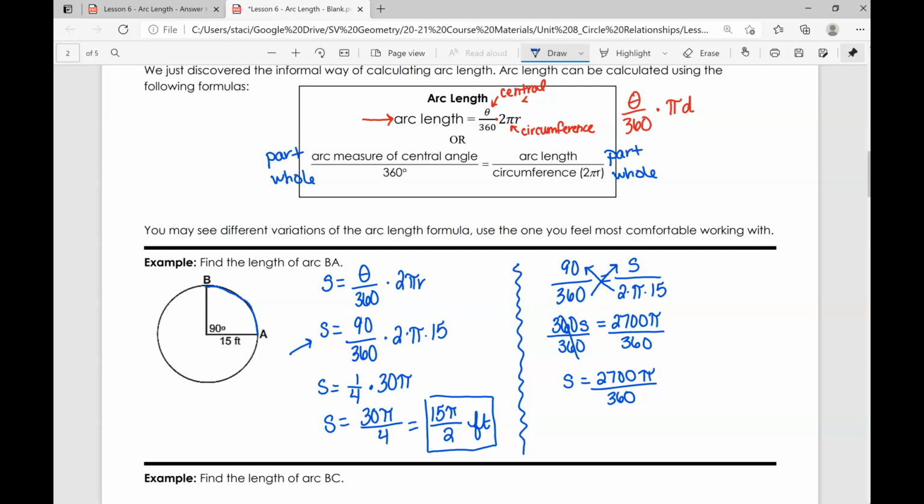But the issue with this final answer is it is not simplified, so you would have to simplify this. When you put 2,700 divided by 360 in your calculator, you get 7.5. If you're leaving your answer exact, you really should convert 7.5 to a fraction, which would give you 15 pi over 2. So we still get the same answer using the proportion. My personal preference, when I need to find the arc length, is the first formula. And sometimes when I am having to work backwards to find the radius or the central angle and they give me the arc length, I think the proportion is a little easier.